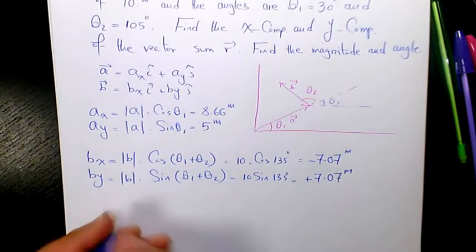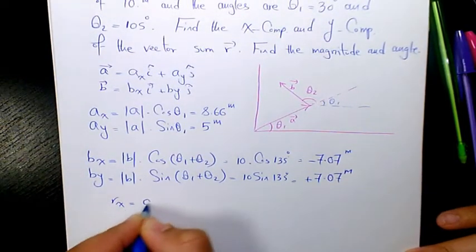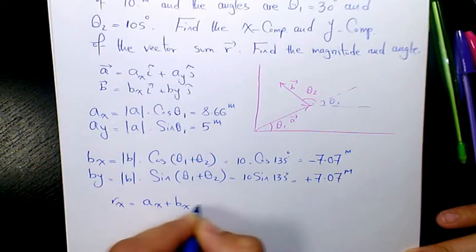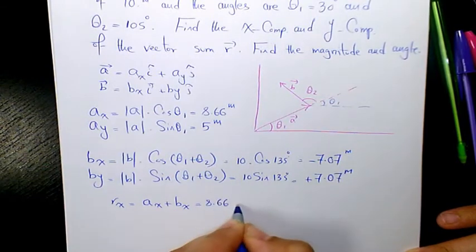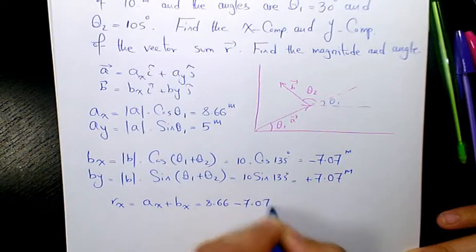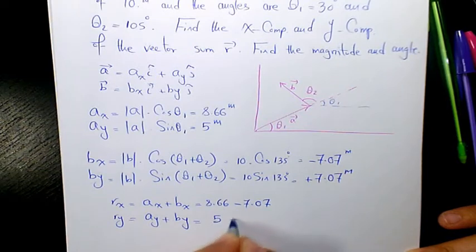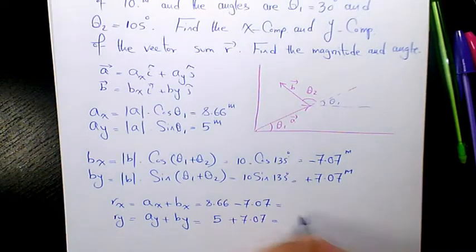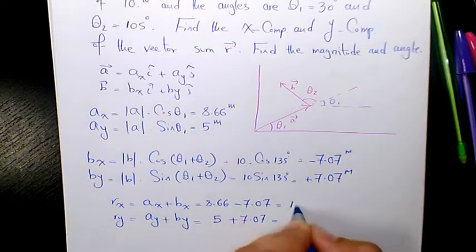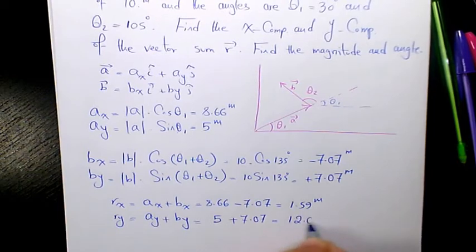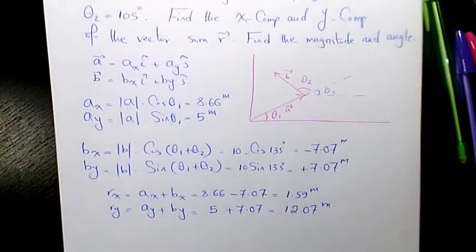So we can say Rx equals Ax plus Bx. That will be 8.66 minus 7.07. Ry is going to be Ay plus By. That's going to be 5 plus 7.07. So here the difference is going to be 8.66 minus 7.07, 1.59 meters. And here we have 5 plus 7, it's going to be 12.07 meters.